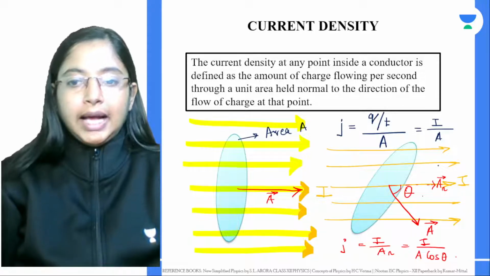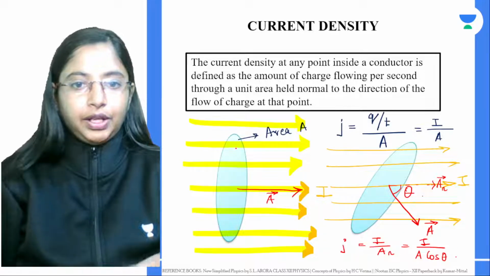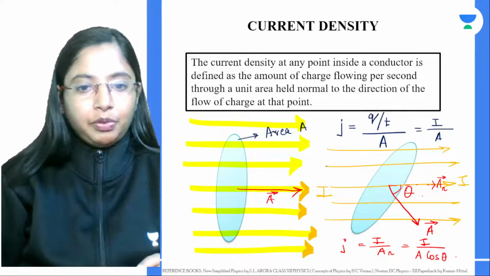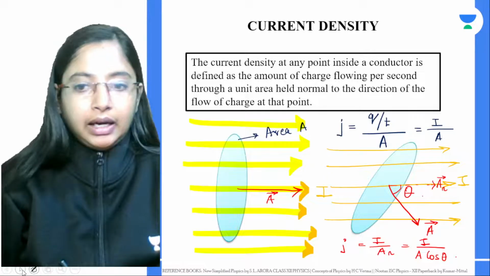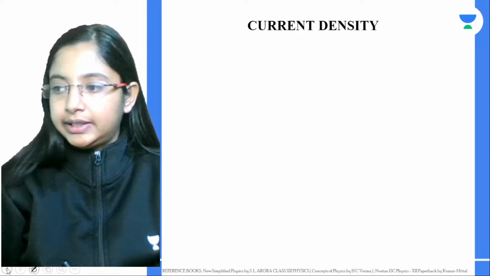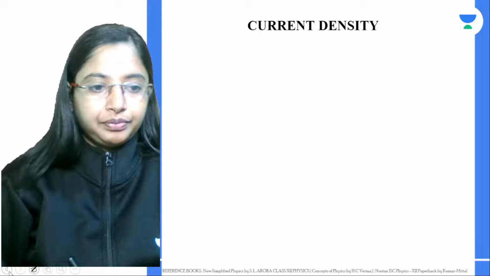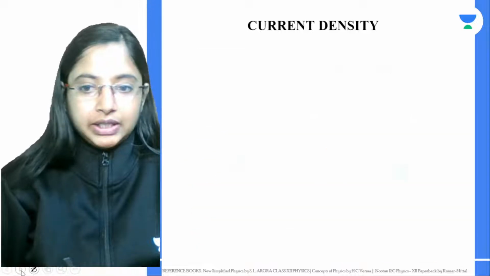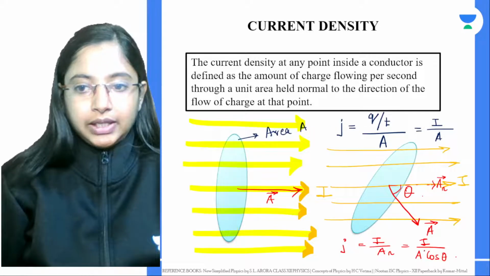Alright, so as the angle changes, if so many field lines were initially flowing, now as the angle tilts, the number of charges flowing through that area also decreases. And here you can give the current density. In this case, from here we can say I is equal to J A cos theta.